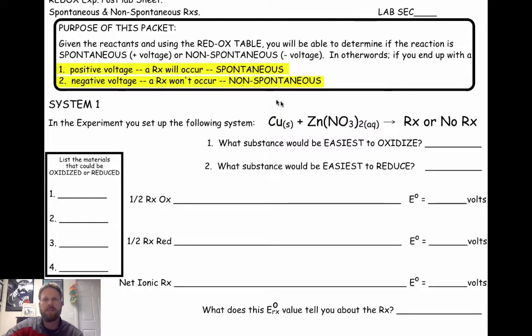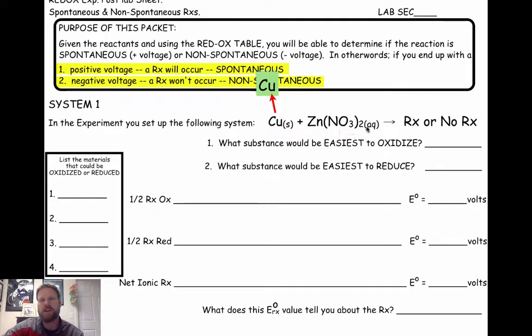So you're always going to be given a few reactants, and your job is to determine if they will react together. To do that, you're first going to list the substances that could be oxidized or reduced. If the substance given to you is a solid, liquid, or a gas, that substance will go directly into the list. So copper is a solid, we're just going to put copper in the list.